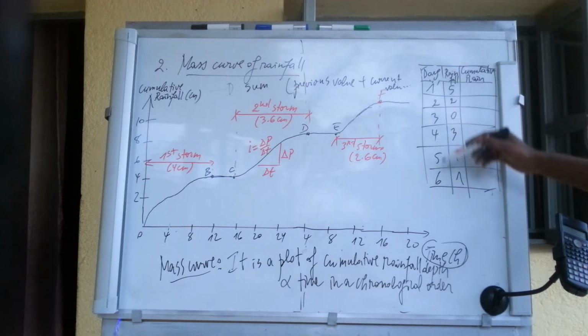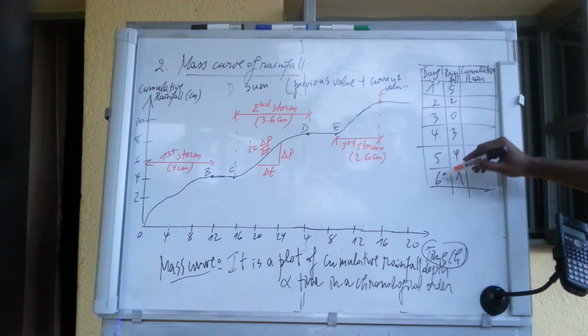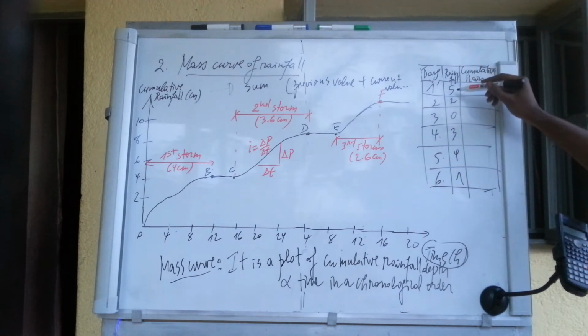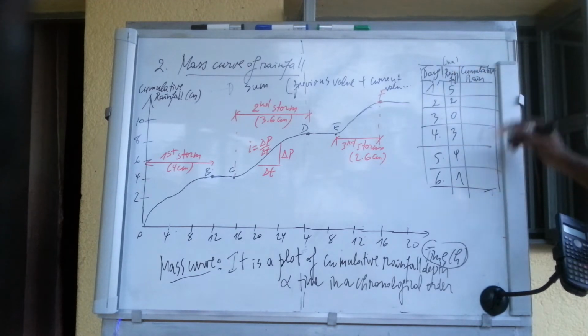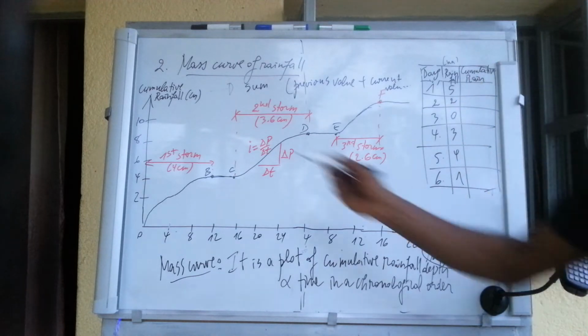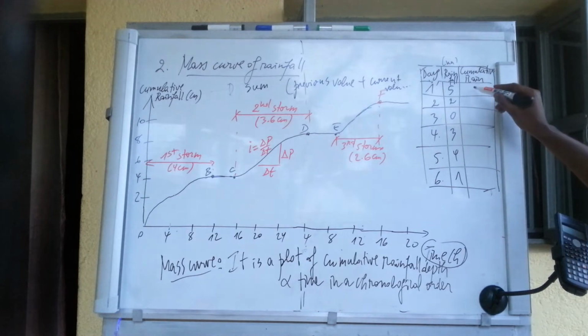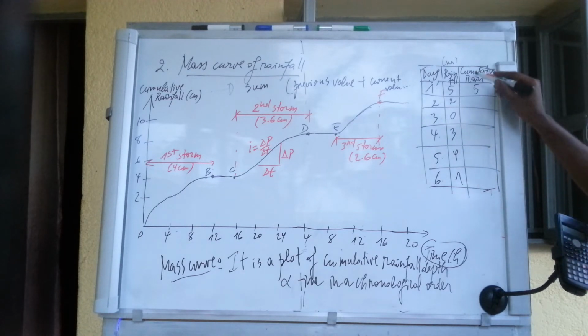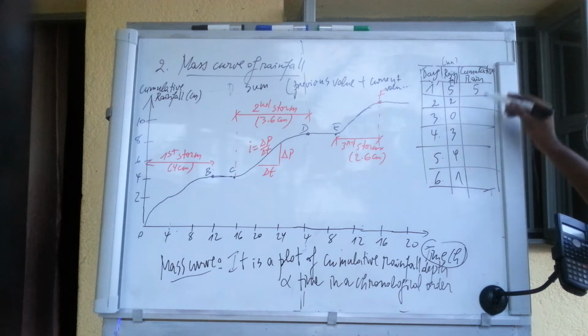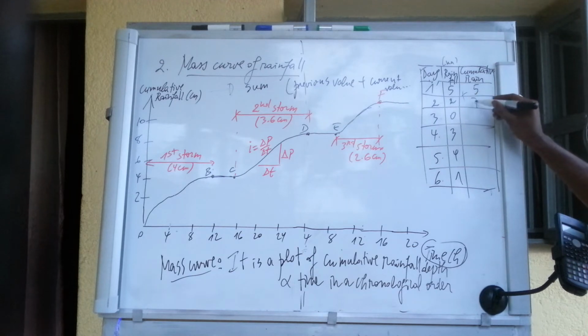So here we have days: day 1, day 2, day 3, day 4, day 5, day 6. Assume that on the first day we received this rainfall, in millimeters. If we want to calculate the cumulative rainfall, at the beginning you write the first number you have. The rainfall on the first day was 5, so you take the number as it was. For day 2, you take this plus this, and you get 7.